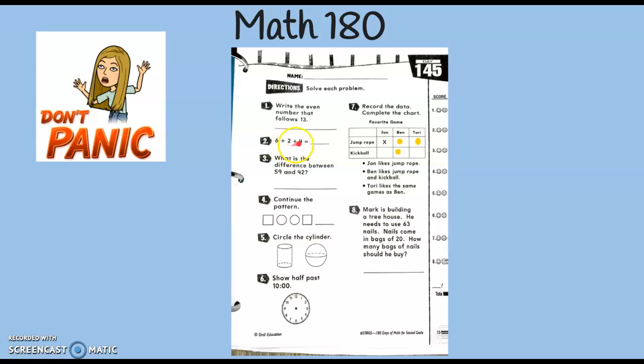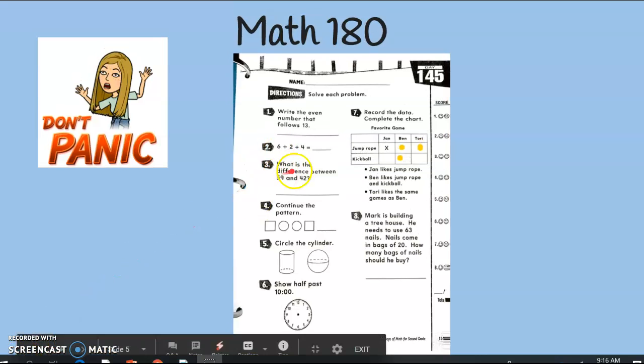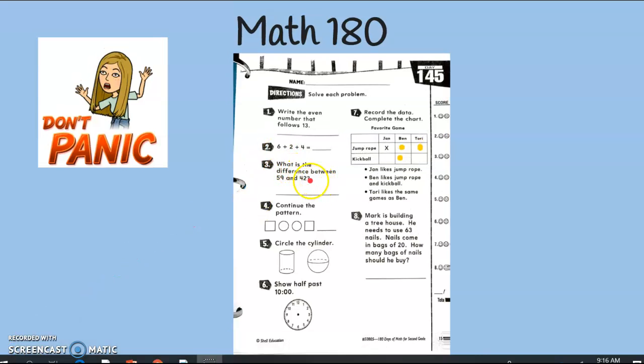6 plus 2 is 8, plus 4 is 12. Or you could say, if you want to do a double stack, 2 plus 4 is 6. 6 plus 6 is 12. What is the difference between 59 and 42? 9 minus 2 is 7. 5 minus 4 is 1. That'd be 17.